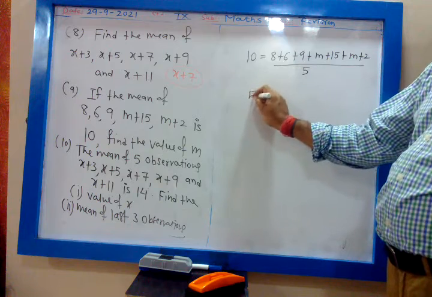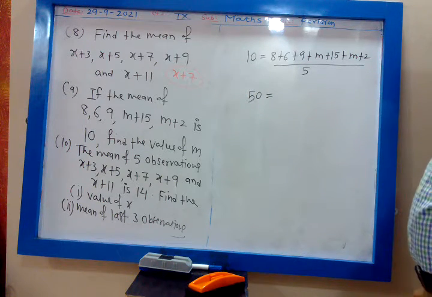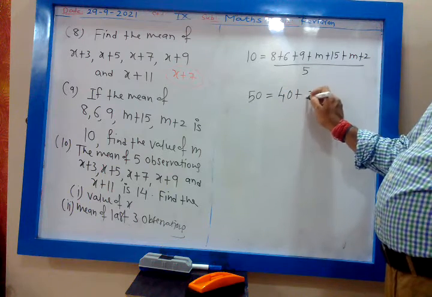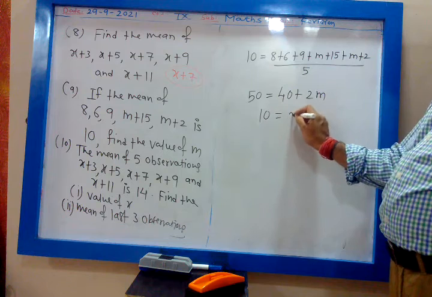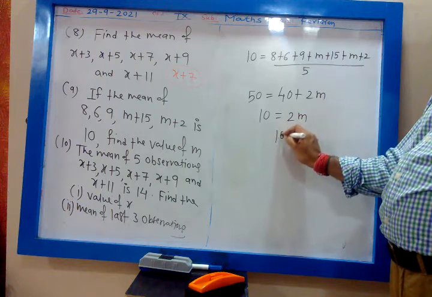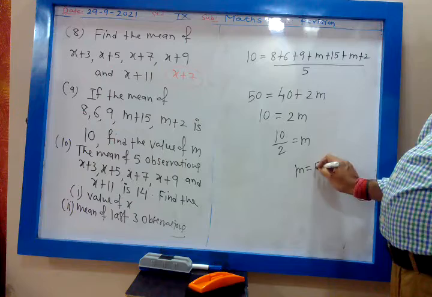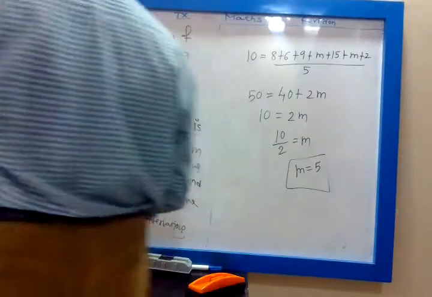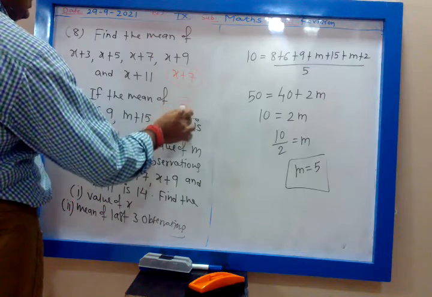So 10 5s are 50 is equal to 23 plus 15, 38, 40 plus 2m. 50 minus 40 is 10. 10 is equal to 2m. So 10 divided by 2 is equal to m. So you will get the value of m as 5. All of you got the answer 5? Yes? Okay, 5. So ninth answer is 5.